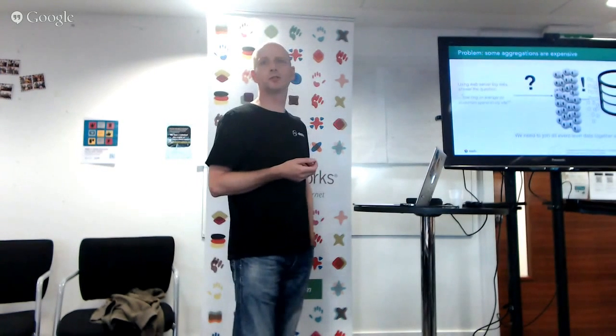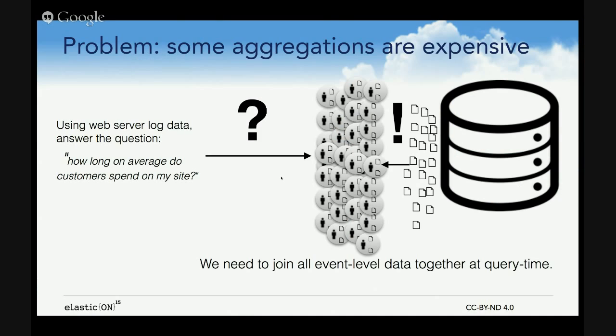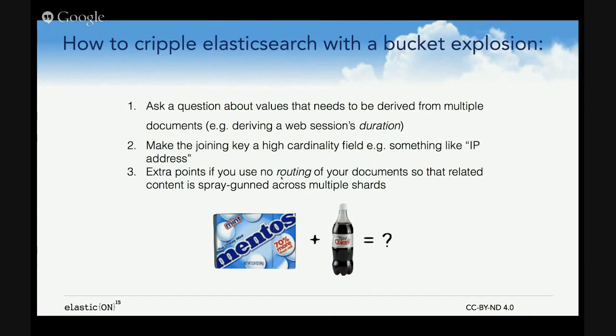But we've got lots and lots and lots of users, and that's why I've drawn it here as lots and lots of bubbles. And maybe part of the reason why some people run into situations of running out of memory is because some of the questions they ask actually involve a lot of interim state. There's one answer that comes out at the end of it, a single number, but an awful lot of thrashing around in the interim. So I've distilled this down into a little recipe, which is how to cripple Elasticsearch with what I call a bucket explosion.